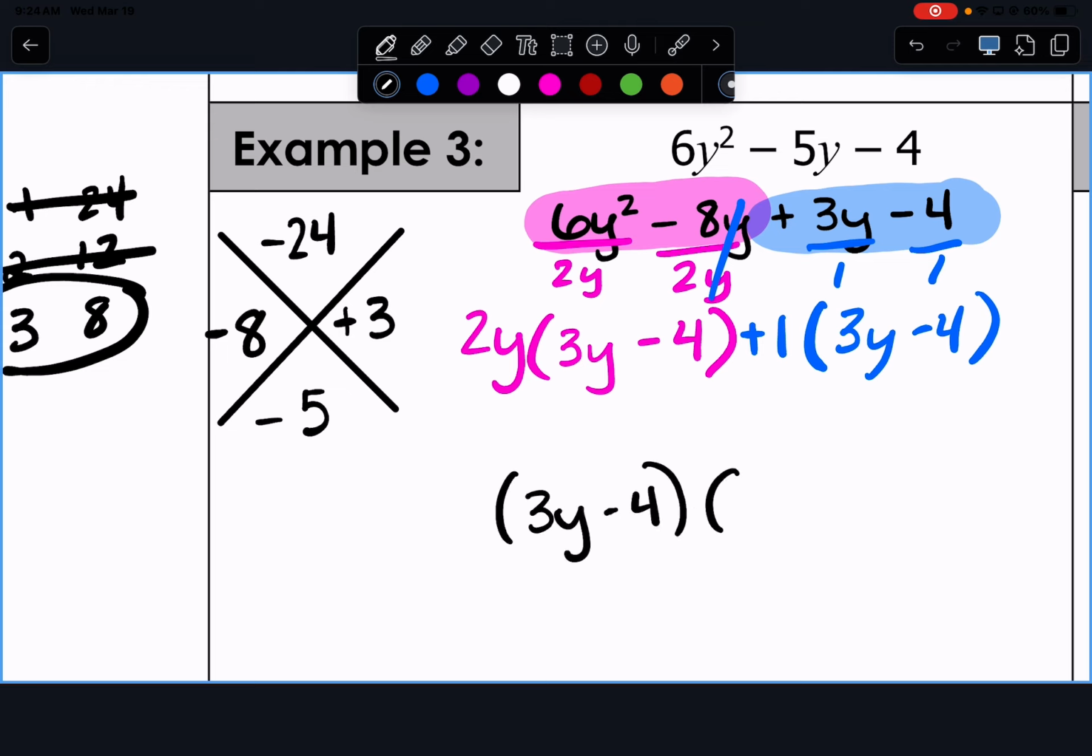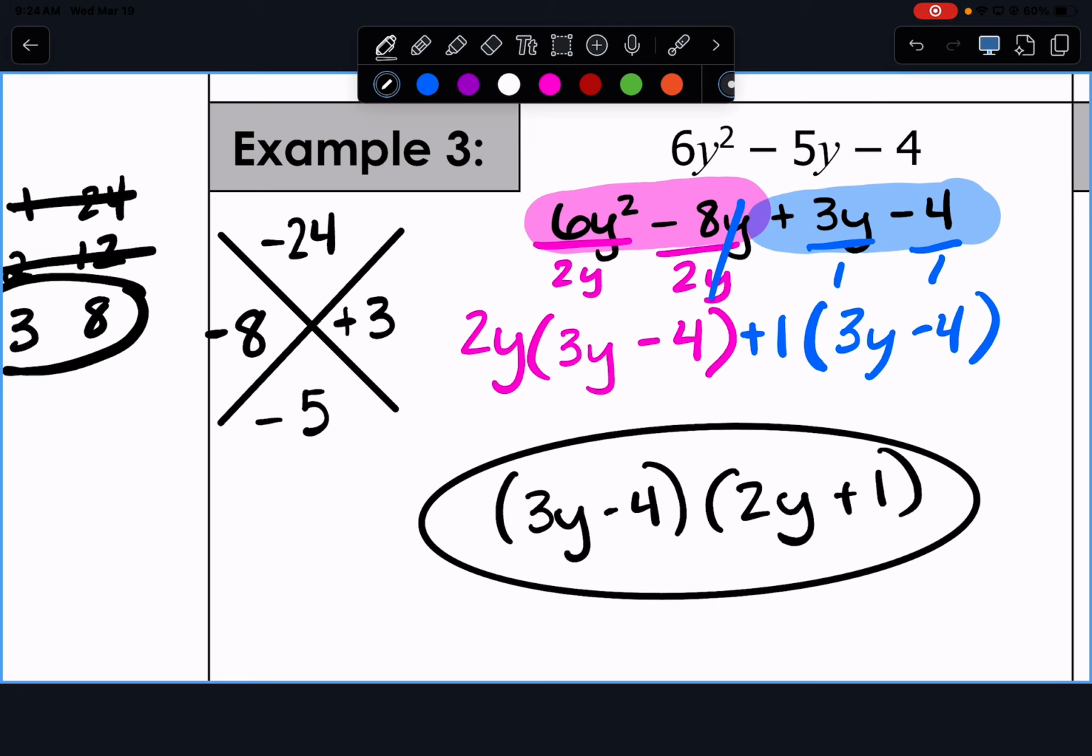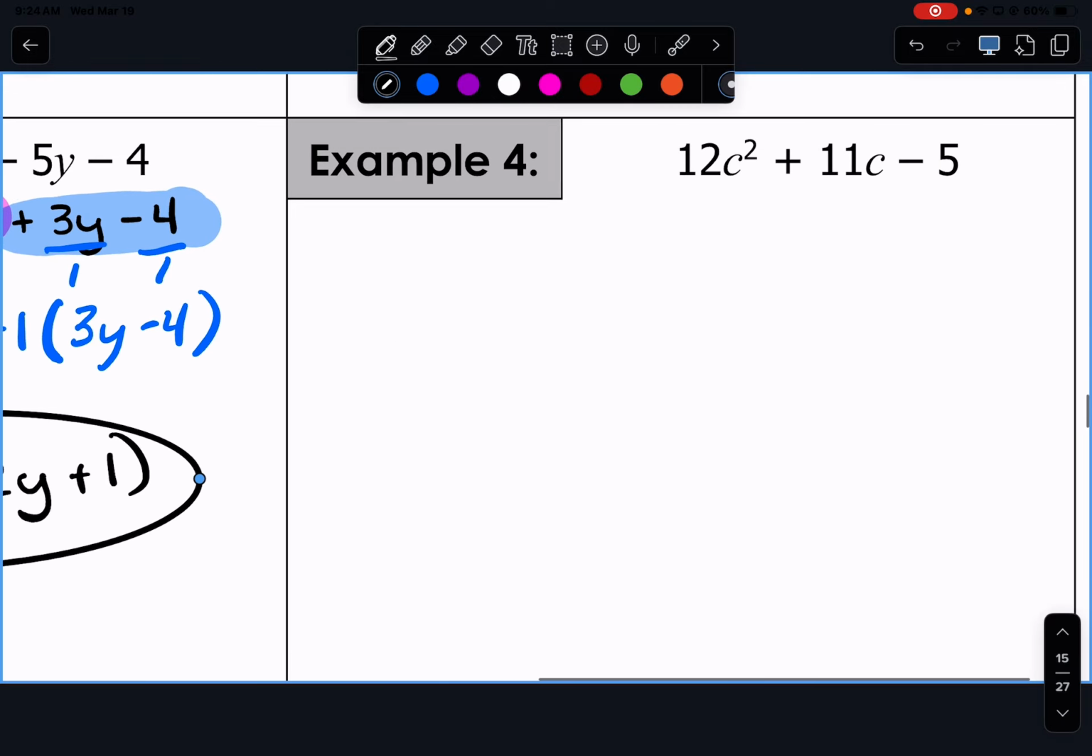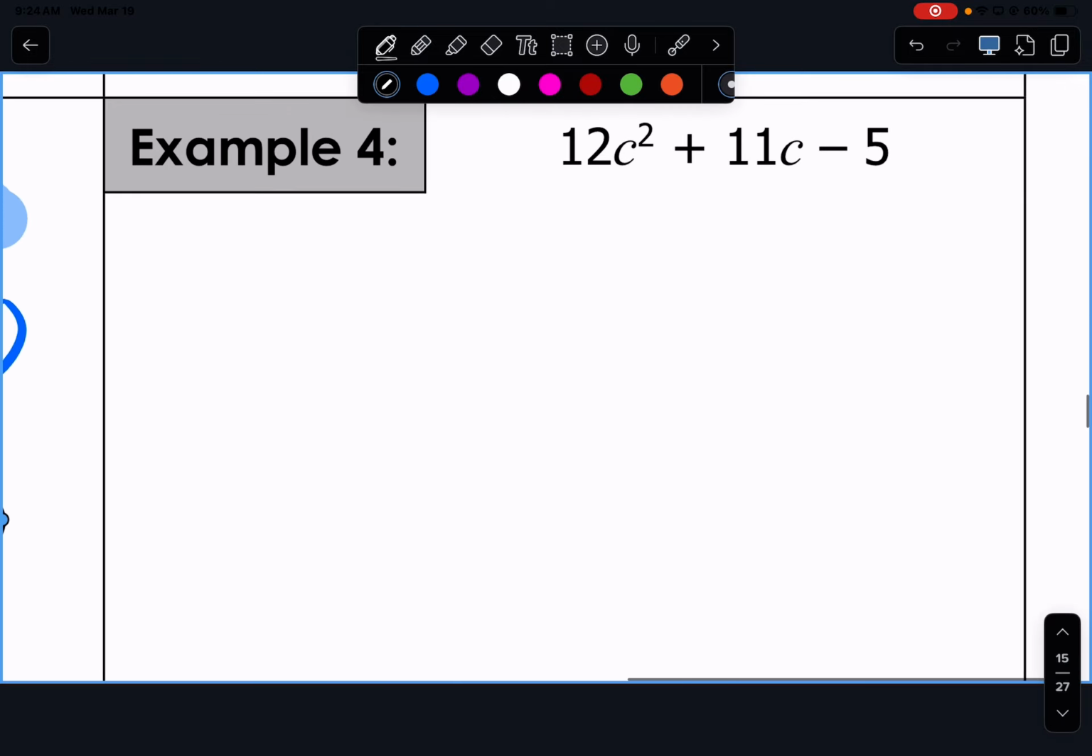And what's left over? There we go. That is our answer. All right. Now we're going to look at example 4. Okay, for example 4, what is A?